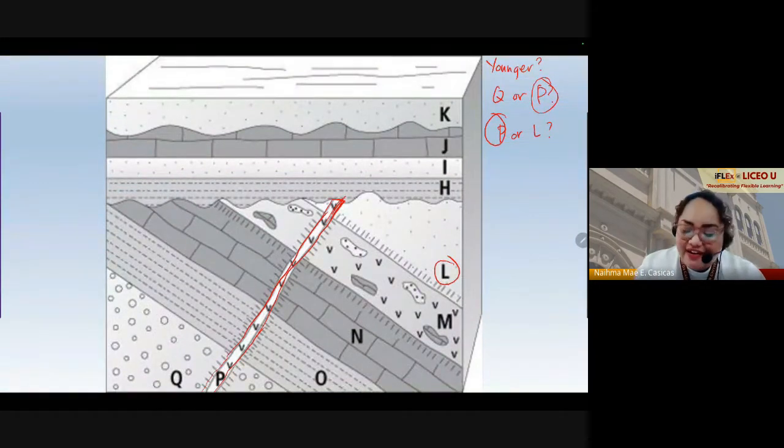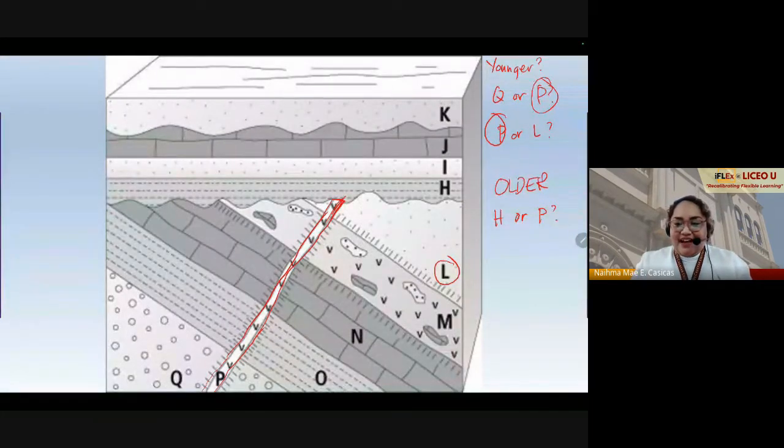Okay, another question. Which is older? Layer H or intrusion P? Which is older? H or intrusion P? One student answered: P, ma'am, because P does not pass through layer H.